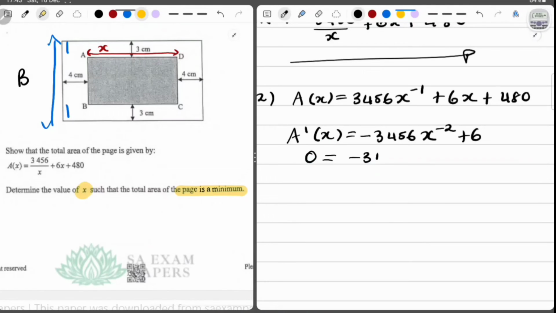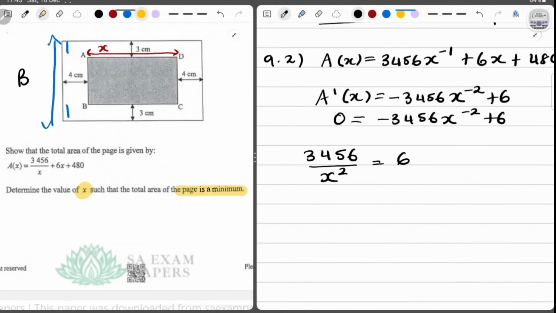And so it's negative 3,456 x raised to the power of negative 2 plus 6. I'm going to take this over since it has a negative value. So positive 3,456, and x, I can bring that to the denominator so that the exponent on x can become positive 2, is equal to 6. Then in order to solve for x, we can go ahead and just cross multiply.